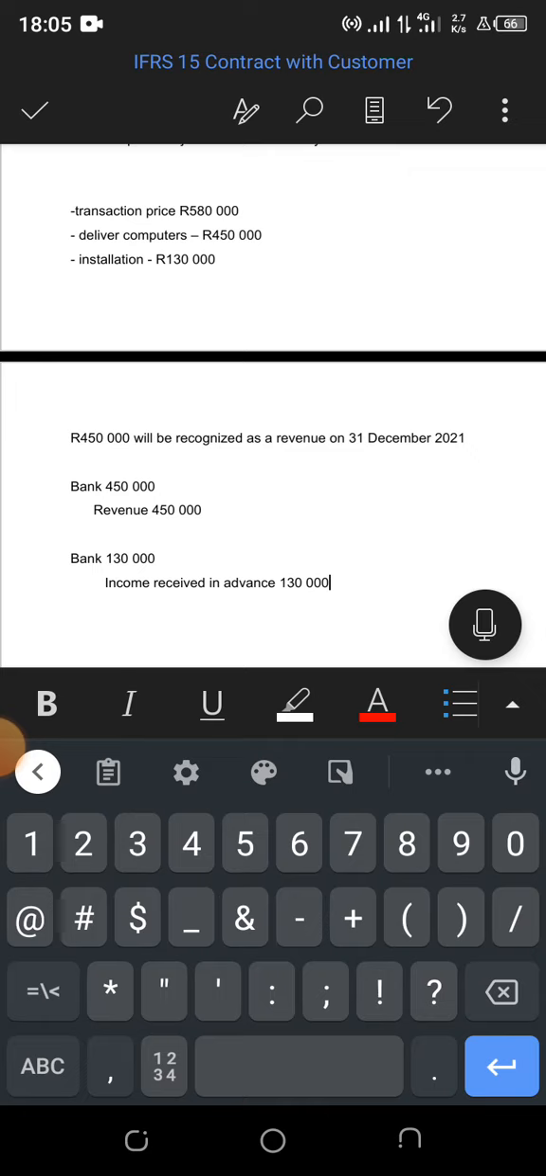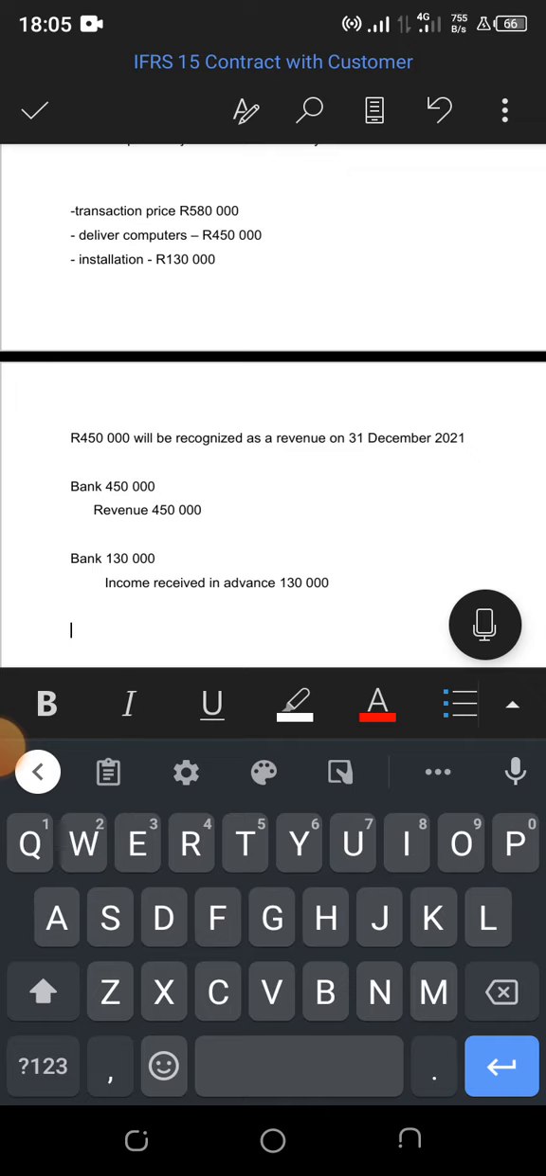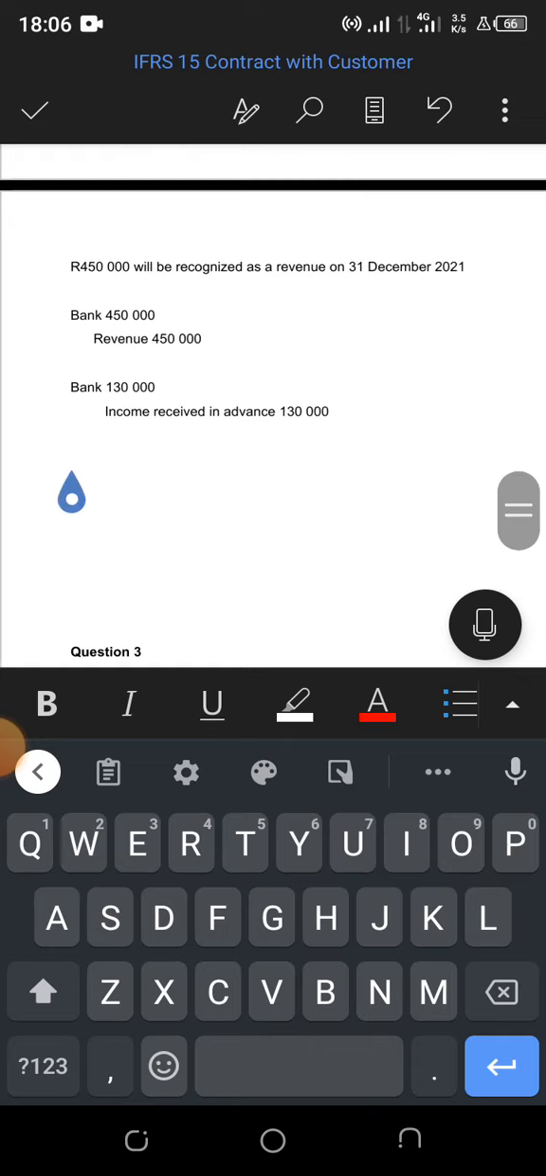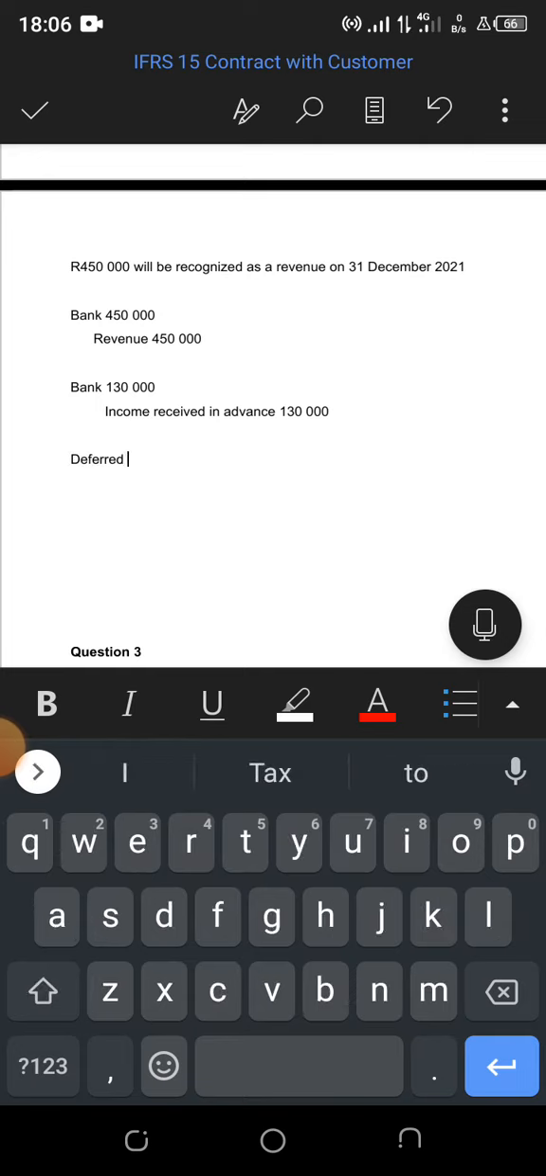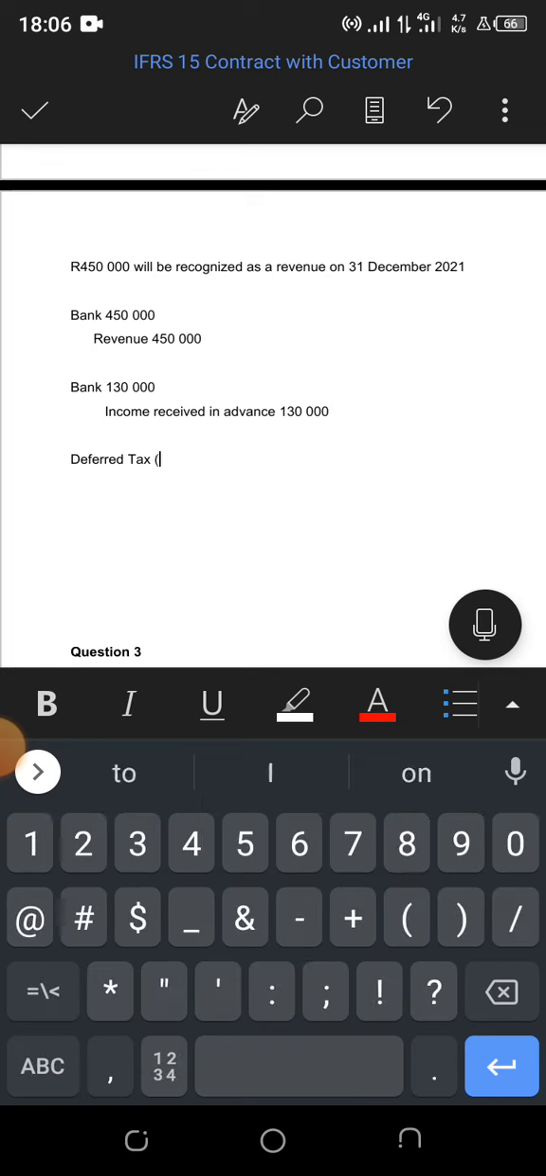If we fail to deliver, the customer is going to claim his money, which means that in this case, SARS cannot charge us, which means that we have to create a deferred tax. Remember what I said on deferred tax? If we have a component which is related to liability, we have deferred tax assets. Income received in advance is a liability, which means that we have to prepare deferred tax assets.